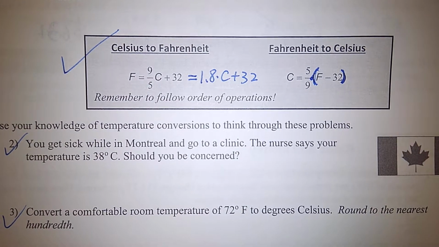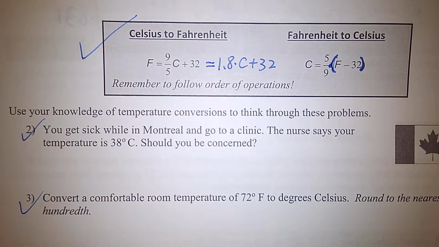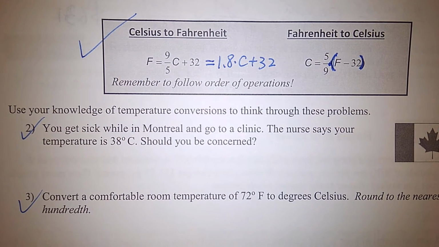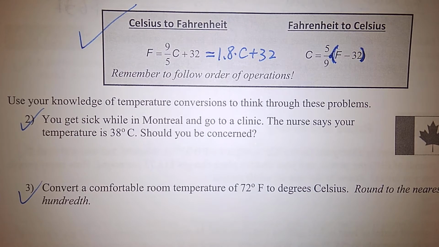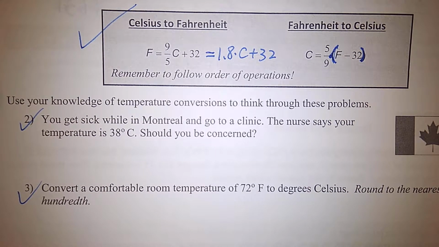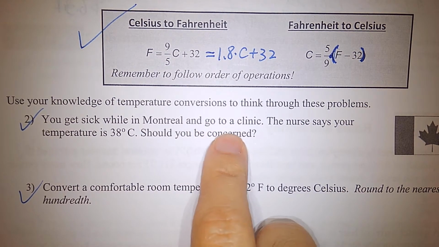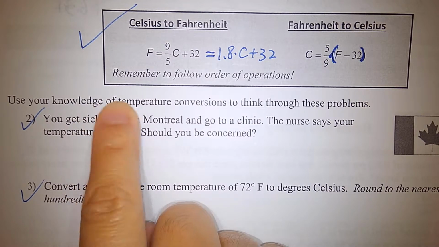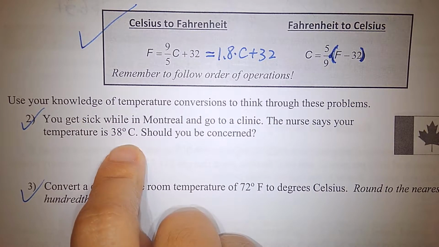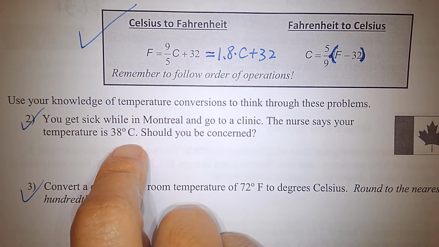Alright, so we have two quick questions. Let's look at both of them quickly. I'm going to ask a volunteer to read question 2. Okay, Evan, your turn. You get sick while in Montreal and go to a clinic. The nurse says your temperature is 38 degrees Celsius. Should you be concerned? Well, for most of us, we're more familiar with Fahrenheit, right? So 38 degrees Celsius, that means we need to convert from C to F, so we know whether this temperature is high or not.